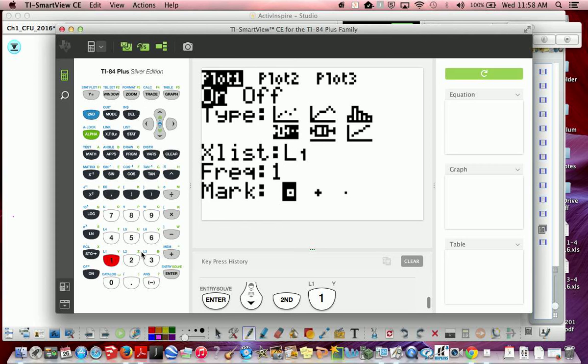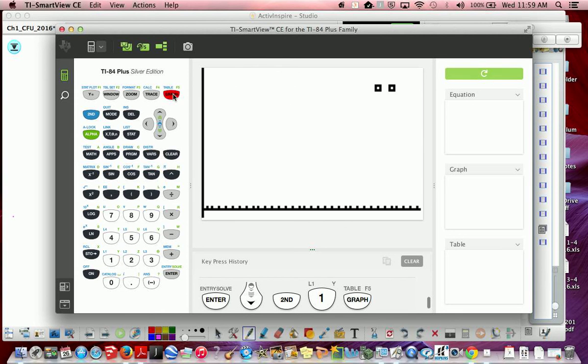Now, a lot of students want to just go ahead and hit graph. I'll hit graph. Whoa, I only got 2 dots to show up. You might get the whole graph, you might only get part of it, you might not even get anything. The thing is, we need to see the whole picture, and our scale's not set up correctly.